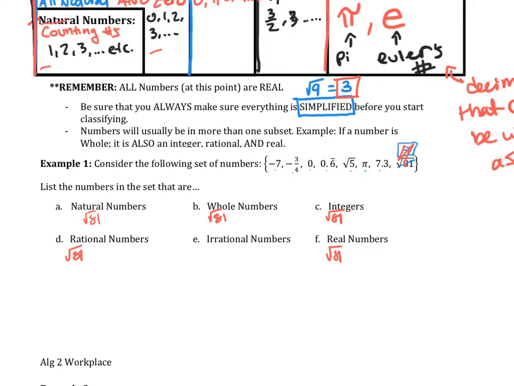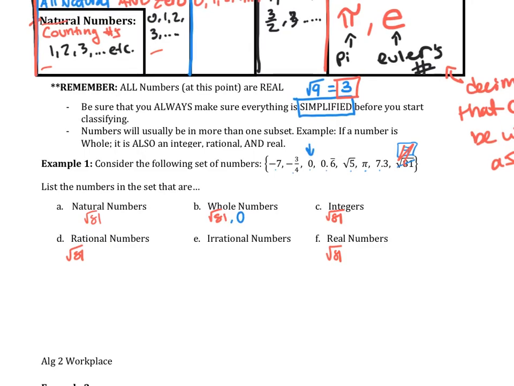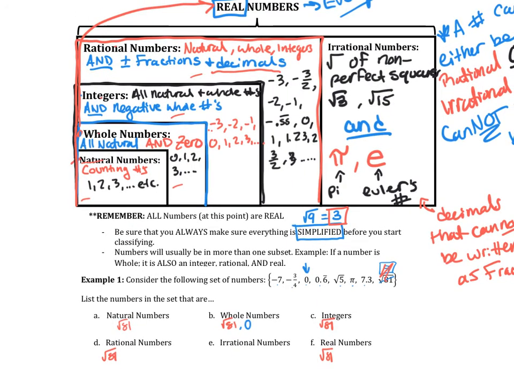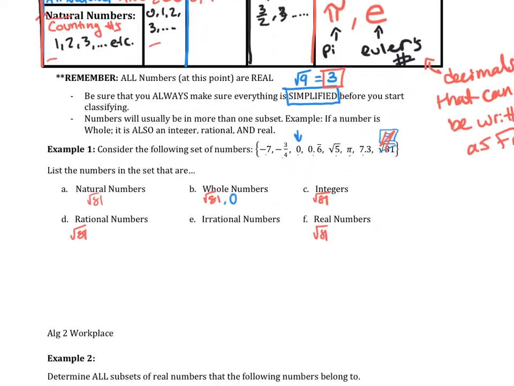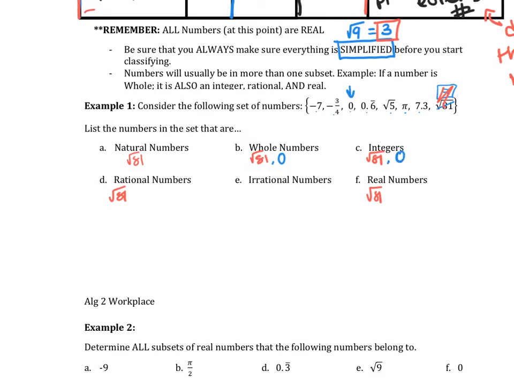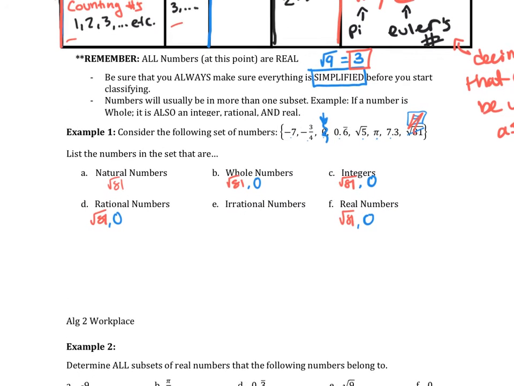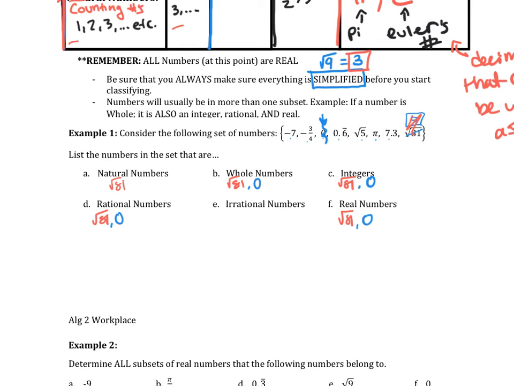So let's move on to our whole numbers. Whole numbers are where we add in 0. So 0 is a whole number, and it's everything above it. If a number is whole, it's also an integer, it's also rational, it's also real. So we can put that in these subsets: integer, rational, real. So now we're done with 0. Next comes integers. This is where we have our positive and negative whole numbers. So our only negative whole number that we have here is -7. And if a number is an integer, it's also rational, it's also real. So we're done with -7.